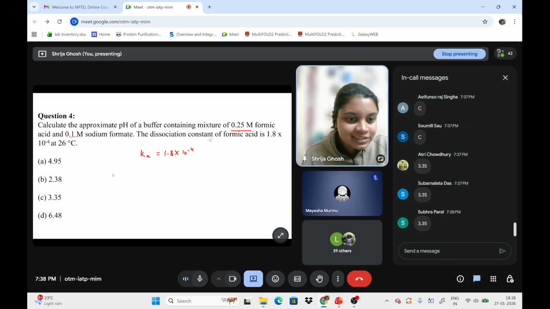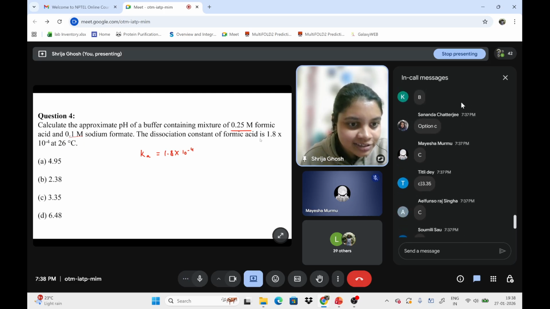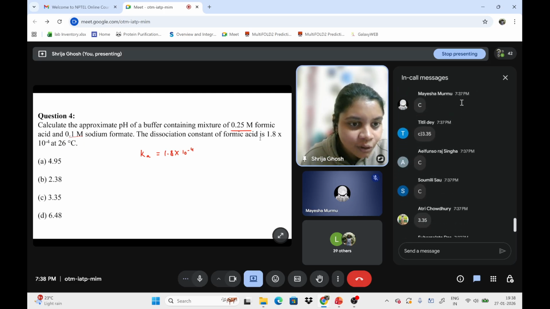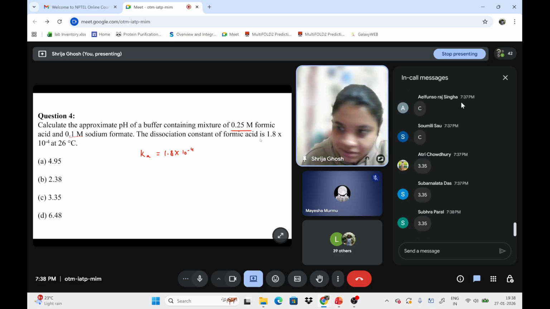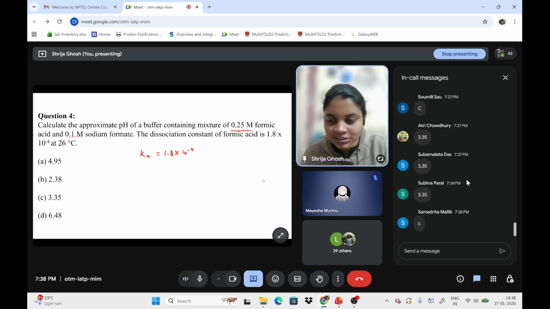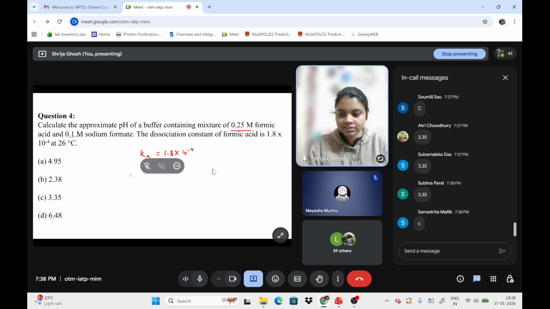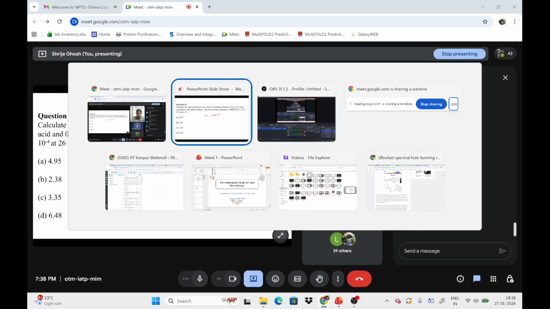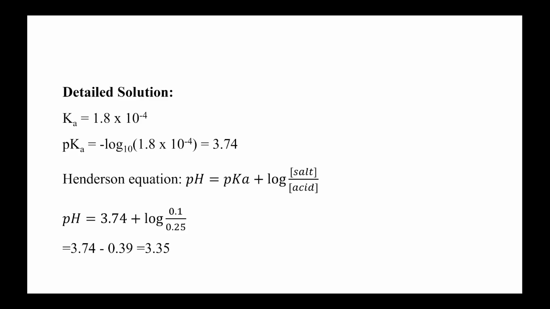Okay, so I can see people are already answering. Option C, 3.35, option C. Okay, so most of you are agreeing with option C. Let's see if that is the correct answer or not. So that is the correct answer.